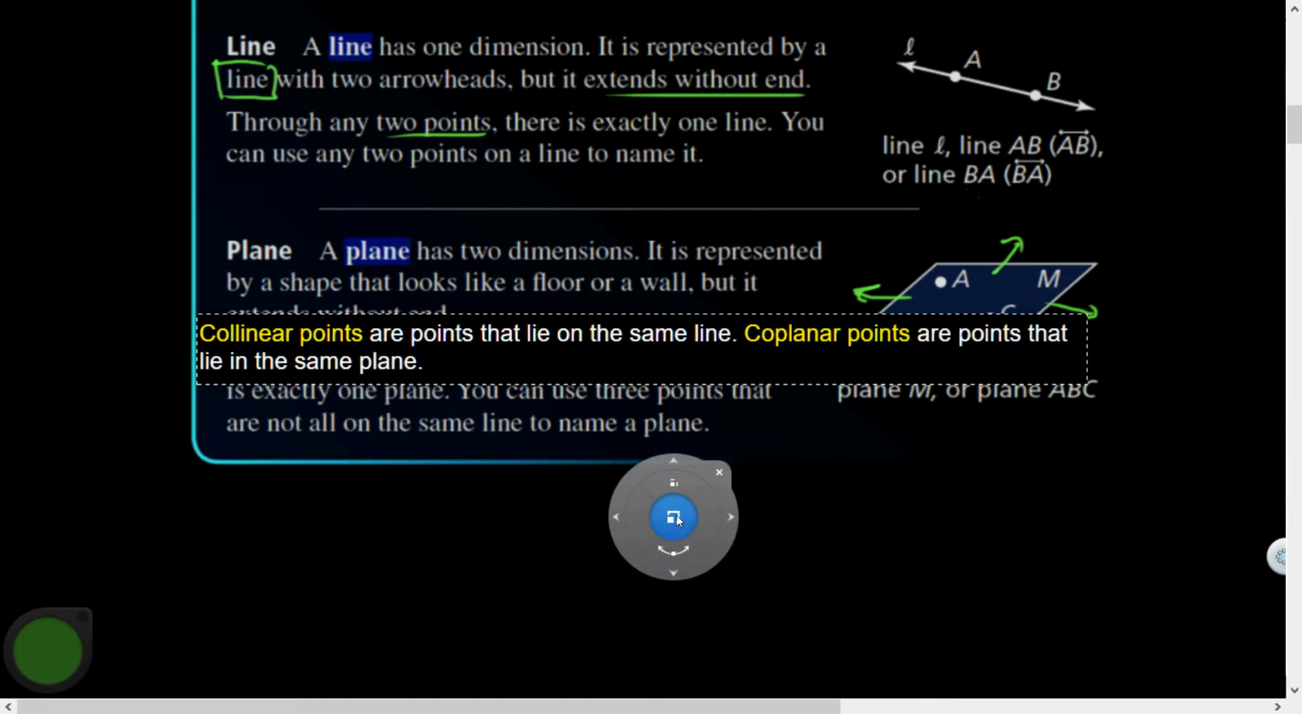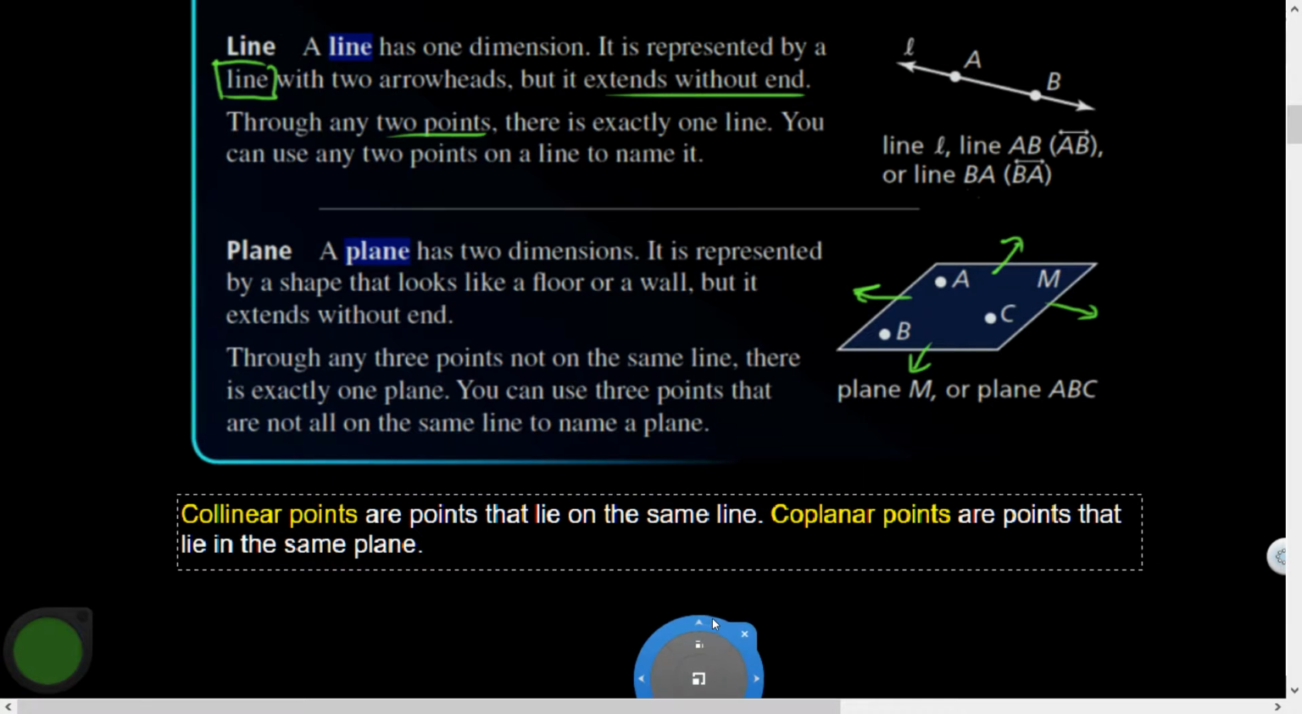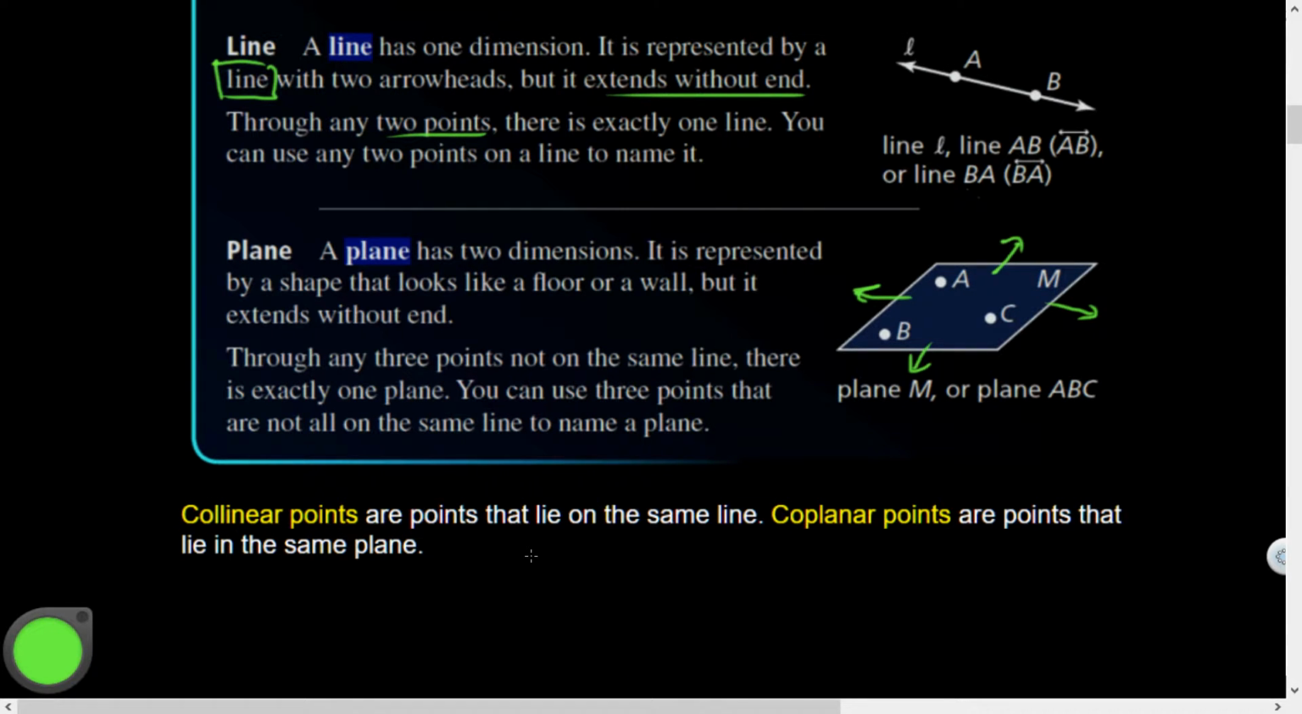Let's give you this. Collinear points are points that lie on the same line. Seems to make sense. They coexist on a line. And coplanar points are points that lie in the same plane.